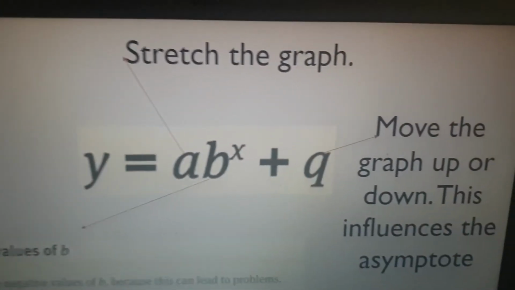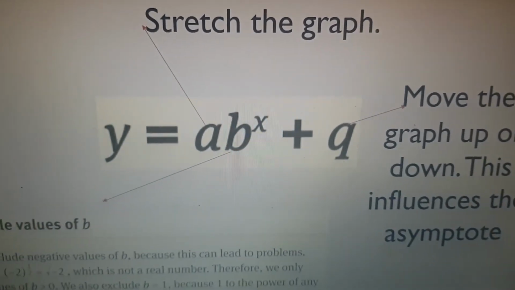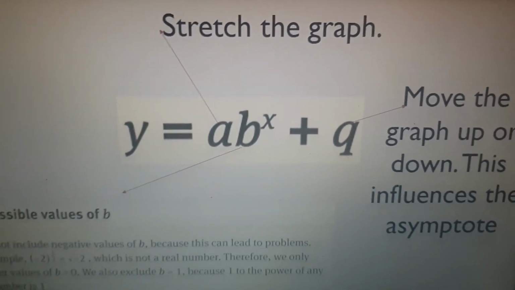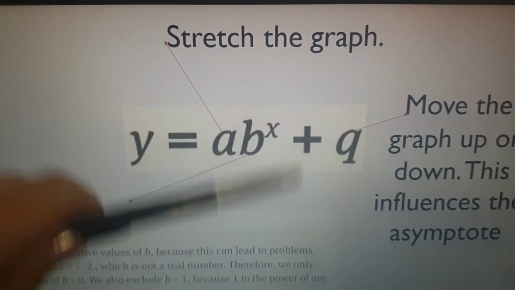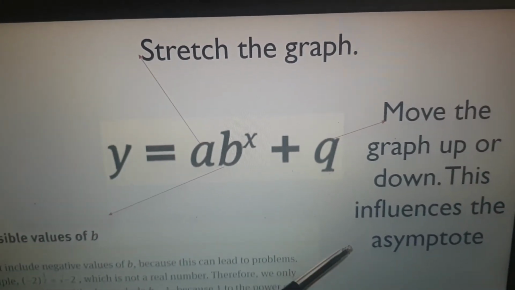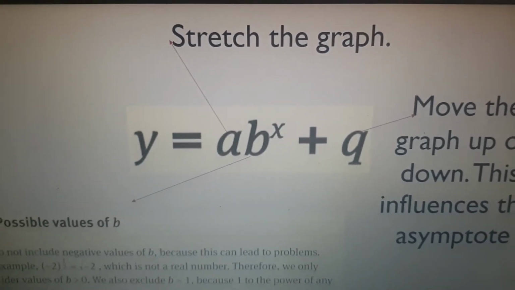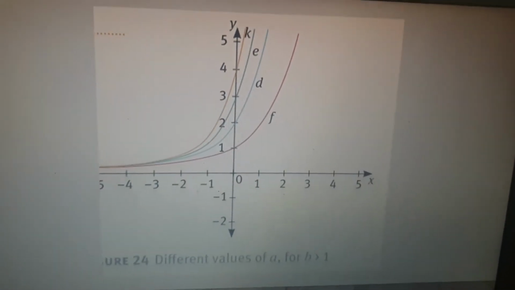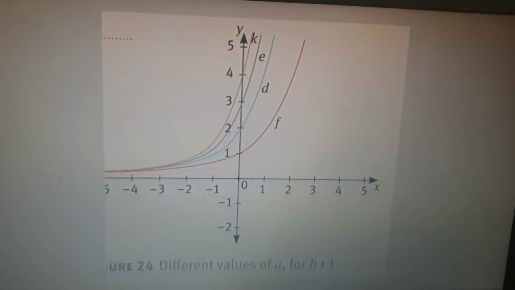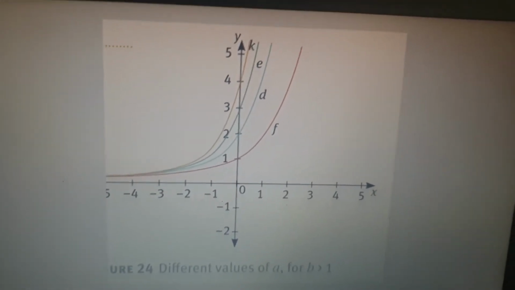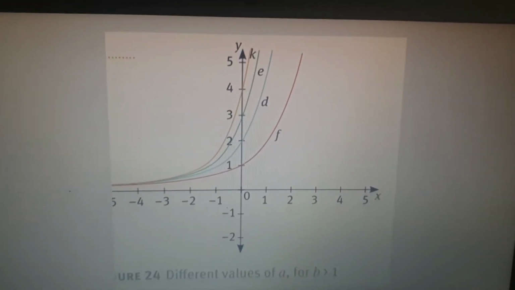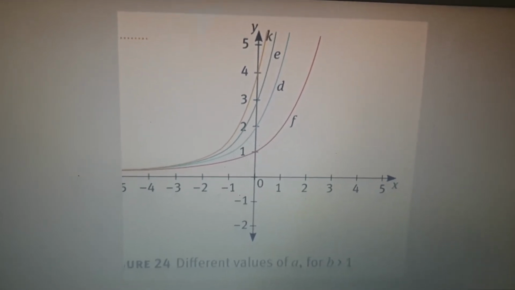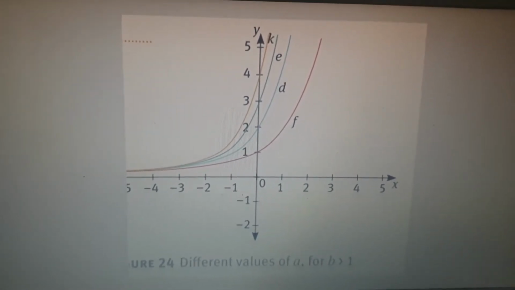Okay. And then q, like with all the other ones, moves the graph up and down and also has an influence on the asymptote, the line that it will never touch. Okay, here's an example of what a can do to the graph. The bigger a gets, the steeper it gets, okay? And then we see that b is always bigger than 1.